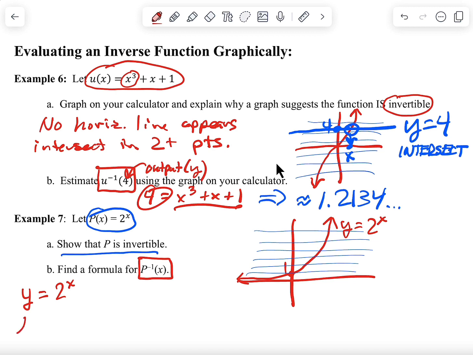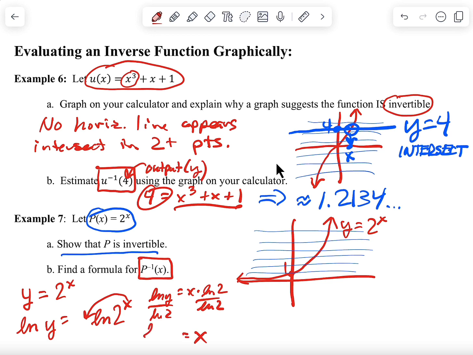And if you do it like we did the one earlier, we would take the ln of both sides. When you take the ln of both sides, that allows you to bring the x down in front. So now the ln of y equals x times the ln of 2. So solving for x, we divide by the ln of 2 on both sides and get x equals the ln of y over the ln of 2. That would be the equation that represents the formula for the inverse function.